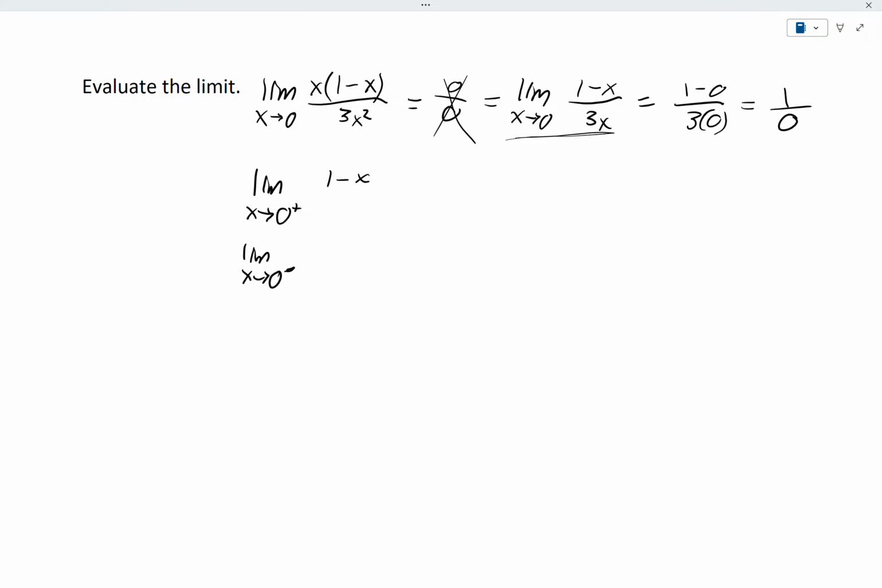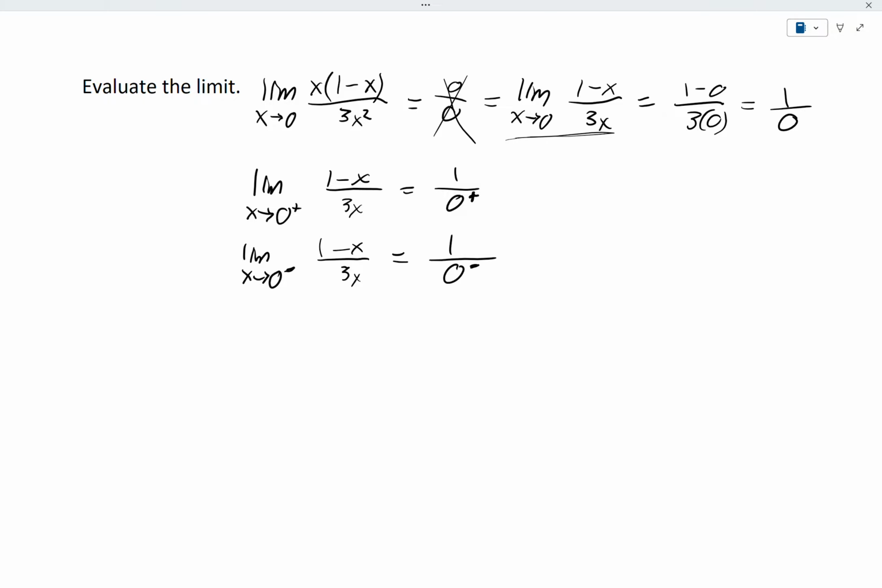1 minus x all over 3x, 1 minus x all over 3x. So you can see in both cases the numerator becomes 1. However, what is the denominator in each case? In the first case, as x approaches 0 from the positive, the denominator is 0 approaching from the positive. For the second case, it's 0 approaching from the negative.